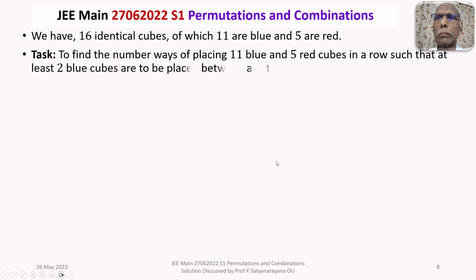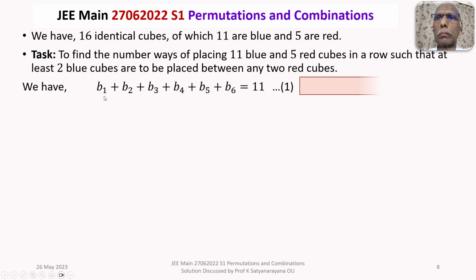So that is what we have. We also have, as we have seen just now, b1 plus b2 plus b3 plus b4 plus b5 plus b6 is equal to 11. That's equation 1, with the constraints bi greater than or equal to 2 for i equal to 2, 3, 4, 5, and b1 and b6 are greater than or equal to 0.